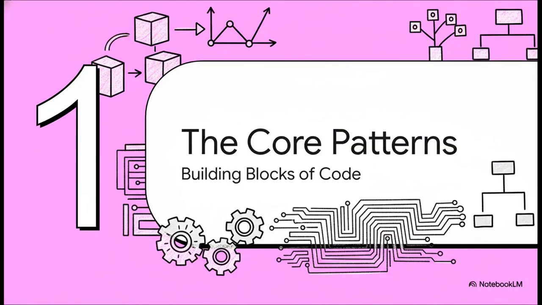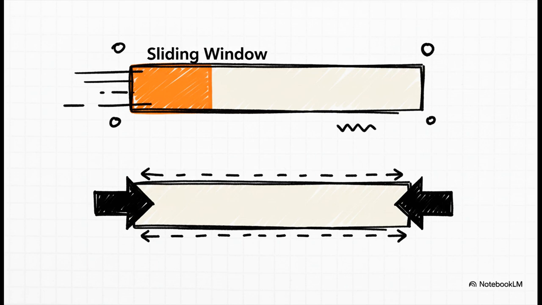Okay, so let's pop the hood and take a look at these core patterns. Think of these as the essential tools in your problem-solving toolbox. First up, two of my favorites, sliding window and two pointers. These are your absolute power tools for efficiency. Whenever you're dealing with a sequence, like an array or a string, these patterns let you just glide through the data in a single, beautiful pass.